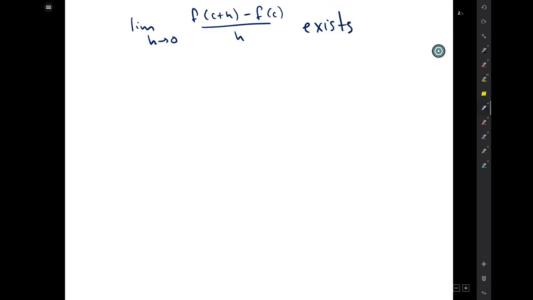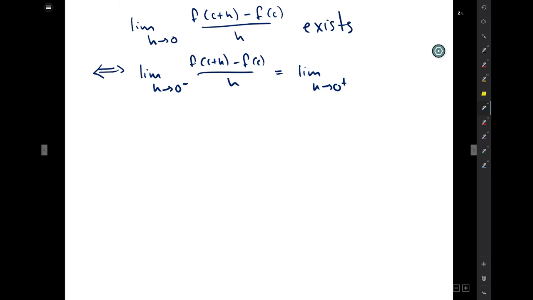So let's reiterate some of that. Let's remember what it means for a limit to exist. A limit exists precisely when the left limit and the right limit, as h goes to 0, not x, are equal to each other. So we have to take the left limit, f of c plus h minus f of c over h, and compare it to the right limit, f of c plus h minus f of c divided by h. If they both exist and they are equal, we have a limit.